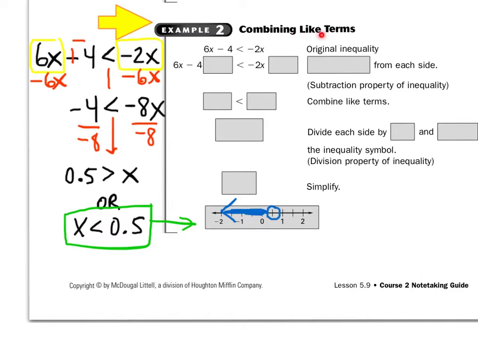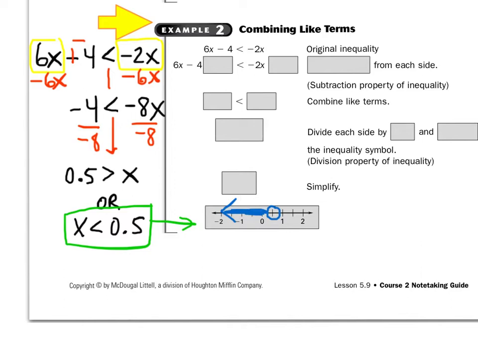Now, we're going to have to combine like terms. Let me show you what I mean. I'm going to write this inequality over here in the margin. 6x minus 4 is less than negative 2x. Now, with your red, I want you to add a line and change the sign in front of the 4. But with another color, I'm going to use yellow because it stands out.